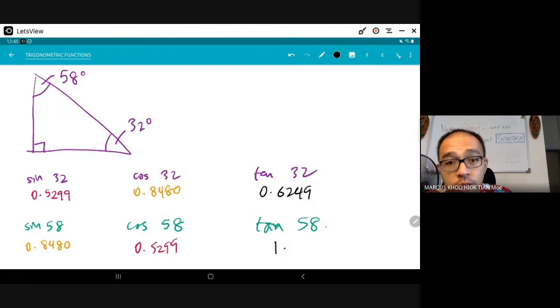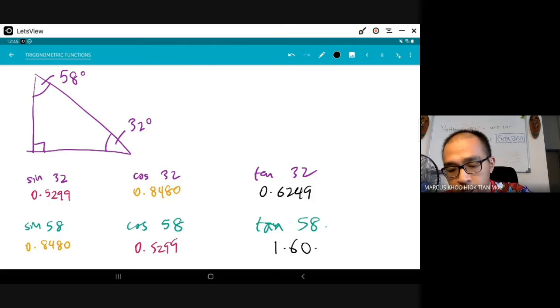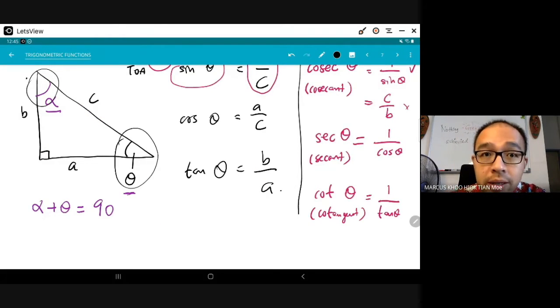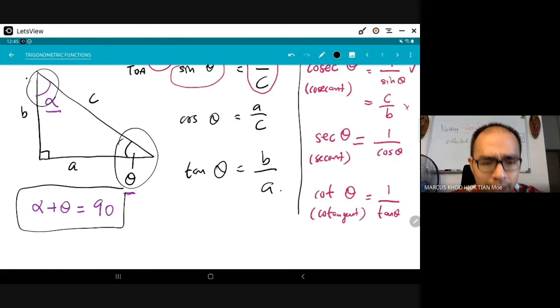Now I want you to notice that there is a relationship between the two angles that make up the 90 degrees. Remember the original one I showed you just now? I said these two angles, when you add together, make 90 degrees. Dia akan membentuk 90 darjah. Naturally lah kan, sebab ini sudah 90 darjah, tidak payah fikir.